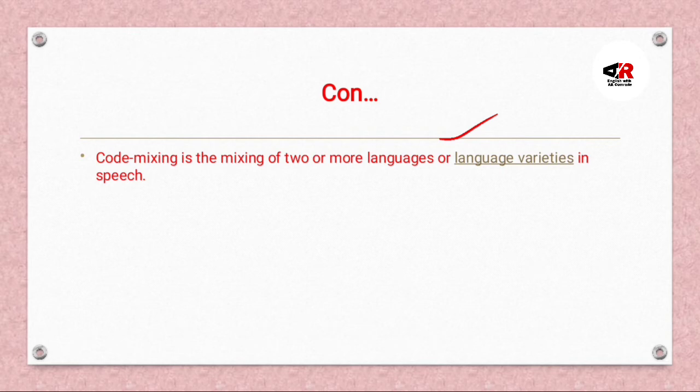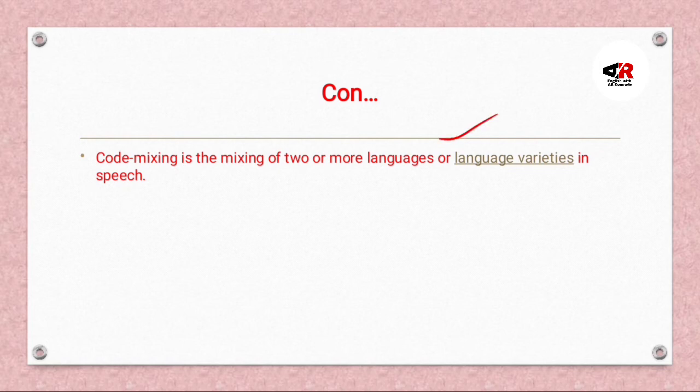Now what are the types of code mixing? We have two types of code mixing. The first one is intrasentential mixing. Intrasentential may range from the alternation of single words and phrases to clauses within a single sentence or utterance. So again, in this type, we mix a single word or phrase, up to clauses, within a single sentence or utterance.